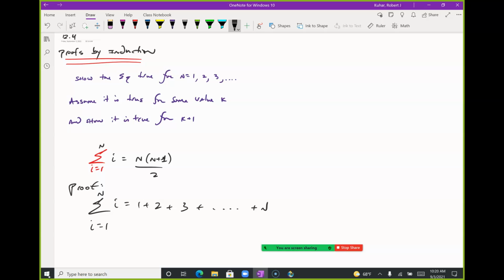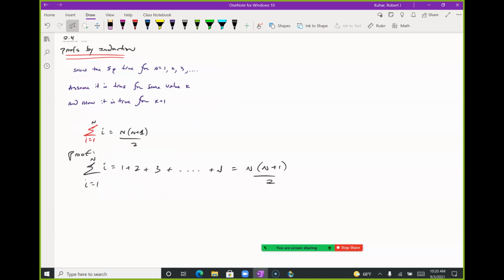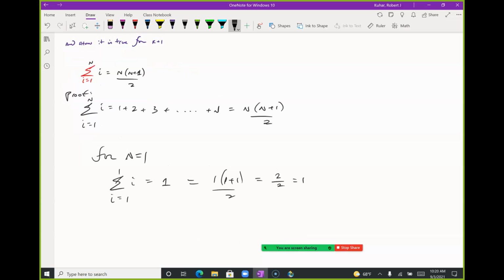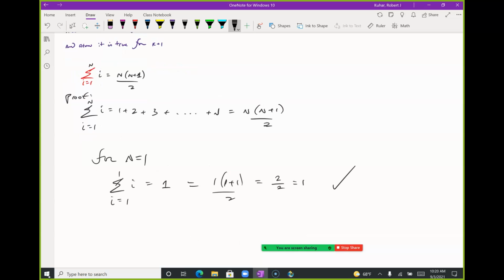Plus n, and that should be n times n plus 1 all over 2, right? So let's look at the sum for n equals 1. Well, what am I talking about? The sum from i equals 1 to 1 of i. That's just 1. And is that 1 times 1 plus 1 all over 2? Yes. So it worked. It worked for 1.